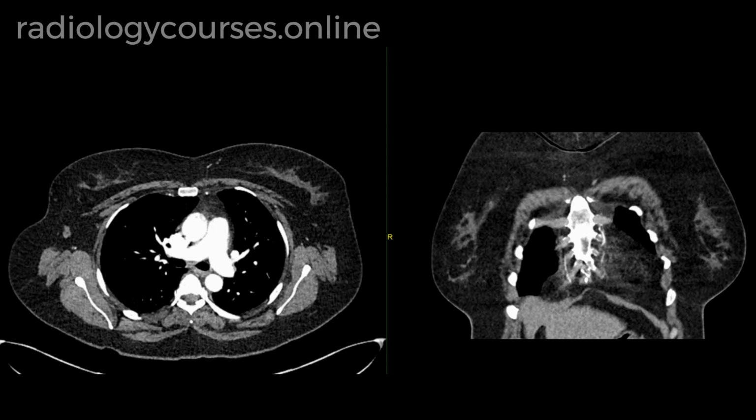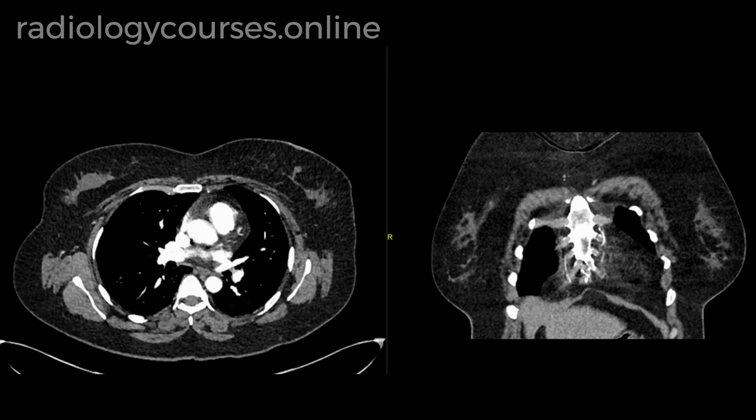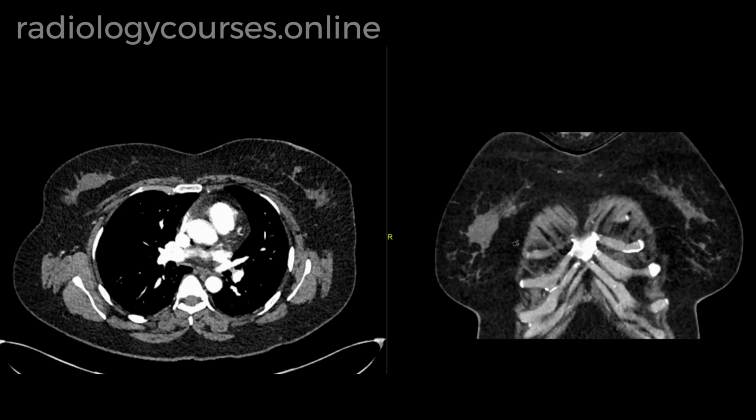Here we have a CTPA on a 50-year-old female with suspected pulmonary thromboembolism because of the pleuritic chest pain and shortness of breath. What we have got here is a normal CTPA, but we have got an abnormality in the right breast, as you can see here, on both axial as well as coronal slices.